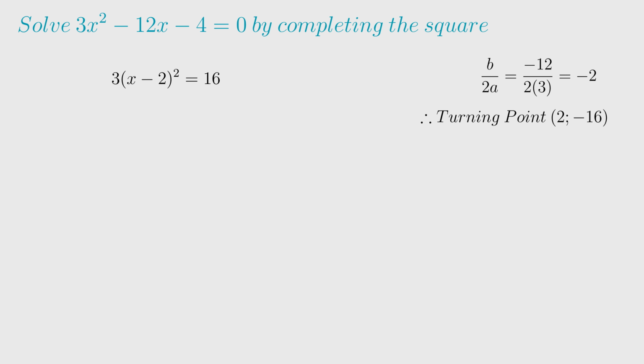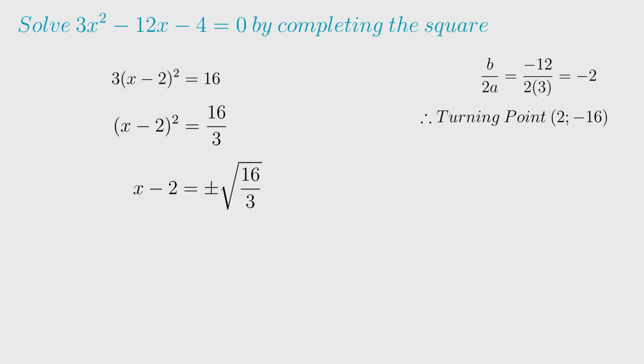Now, to solve for the roots or the x-axis intercepts, divide the entire expression by 3 to get rid of the 3 in front of the bracket. Opposite sign of an exponent is a square root, so take the square root of both sides to cancel the bracket's exponent. Remember to put a plus minus sign in front of the right hand side's square root, because a negative times a negative can still give you a positive value.